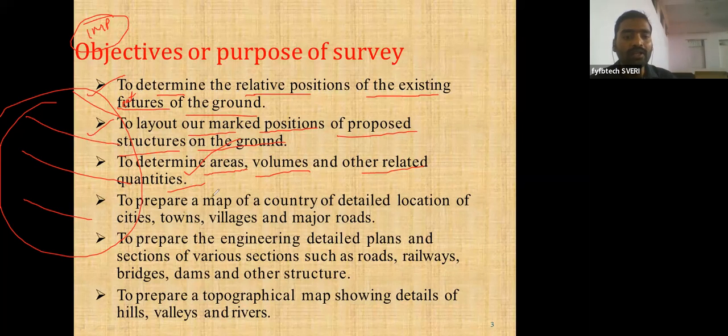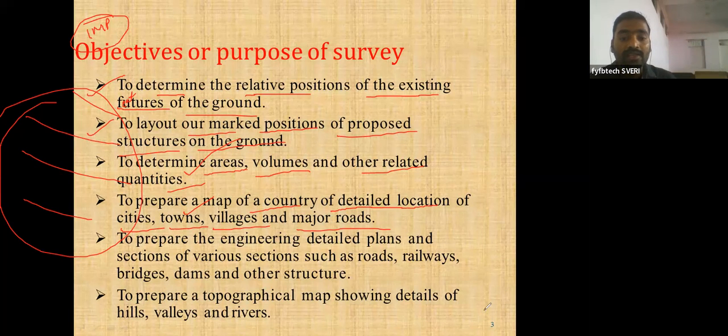Then, to prepare a map of a country with detailed locations of cities, towns, villages, and major roads. In India there are states, districts, talukas, villages, and roads. All of these are measured, and a proper map is made by doing surveying. So without surveying, you cannot do any work.